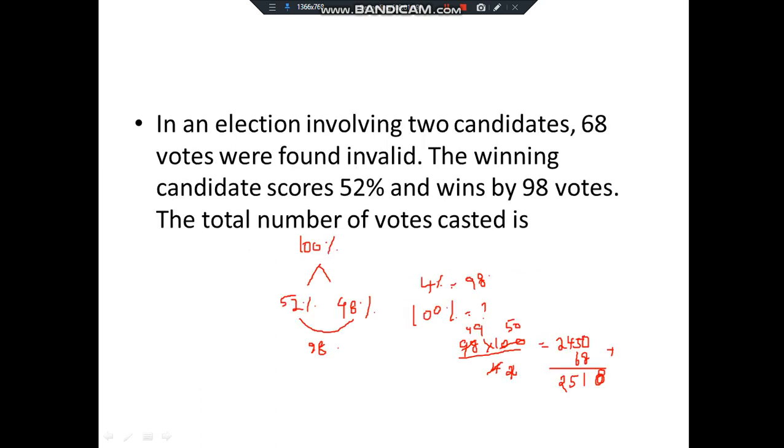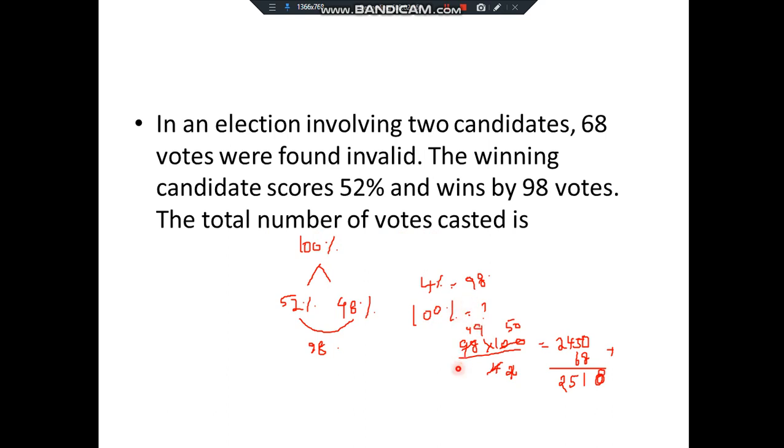See, in an election involving two candidates, 68 votes were found invalid. The winning candidate scores 52% and wins by 98 votes. The total number of votes cast is? See, we know 100% is the total, out of which one person got 52%. So obviously the other person would be 48%. And wins by 98 votes means the difference between them is 98. That is 52% minus 48% is equal to 98, which is 4% is equal to 98. So total number of votes, 100%, is equal to how much?